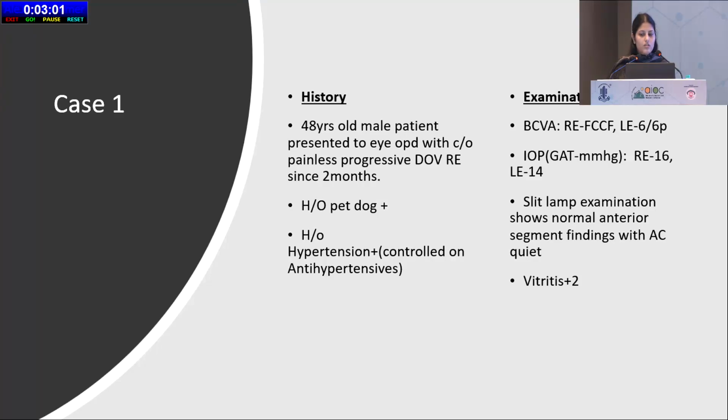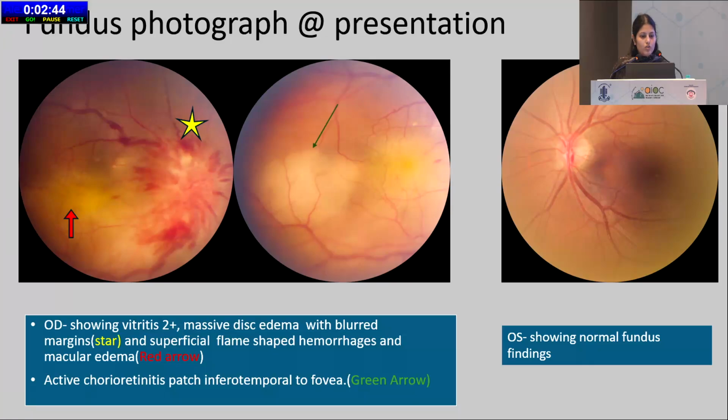On examination, his BCVA in the right eye was finger counting close to face, and in the left eye it was 6/6 partial. His intraocular pressures were normal, and on slit lamp examination anterior chamber findings were normal, but we could see vitritis +2. His fundus photograph shows vitritis +2 with massive disc edema with blurred margins, superficial flame-shaped hemorrhages and macular edema. An active chorioretinitis patch was also seen inferotemporal to the fovea, while the left eye was normal.